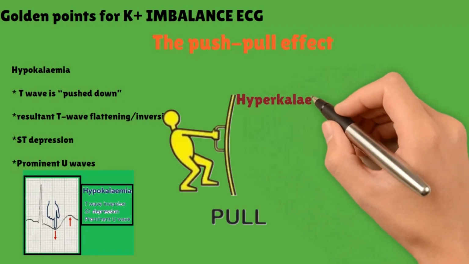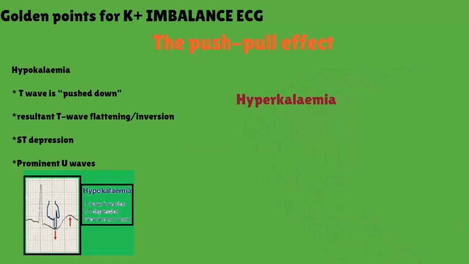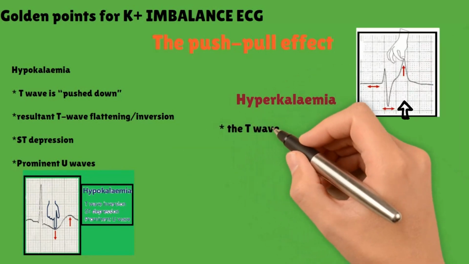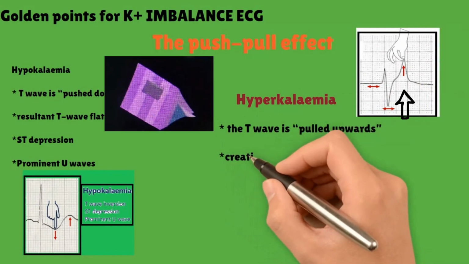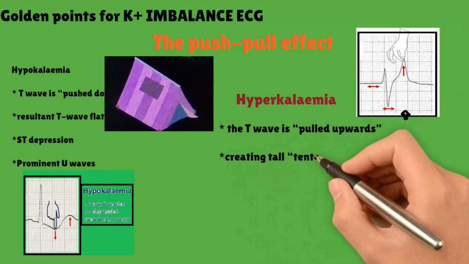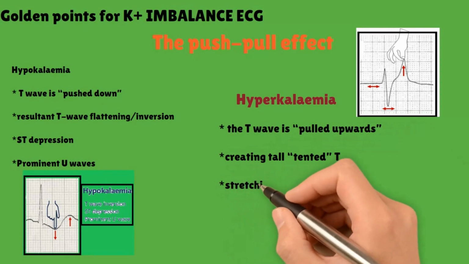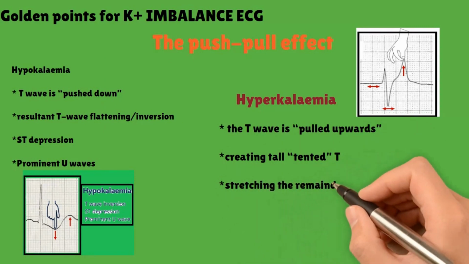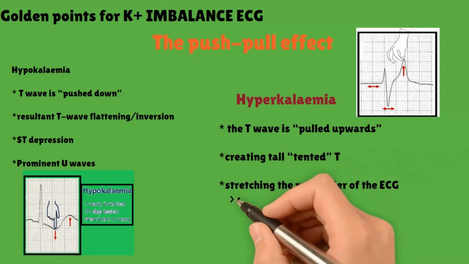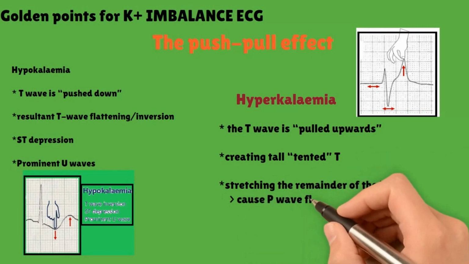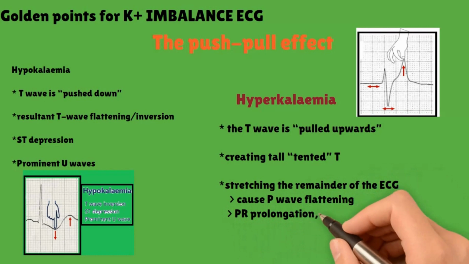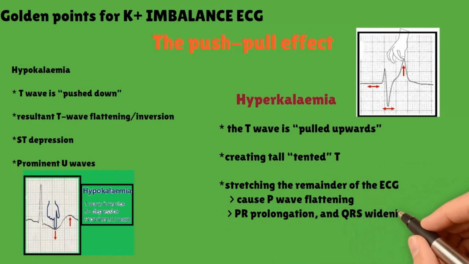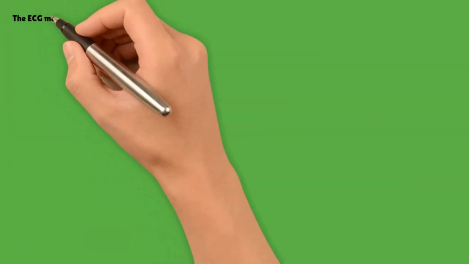and opposite of that there is a pulling effect in hyperkalaemia. It means the T wave is pulled upward, which creates a tall and tented T wave. The stretching of the T wave will stretch the remainder of the ECG, causing flattening or disappearance of the P wave. And next is PR prolongation and QRS widening. This is our hyperkalaemia ECG.